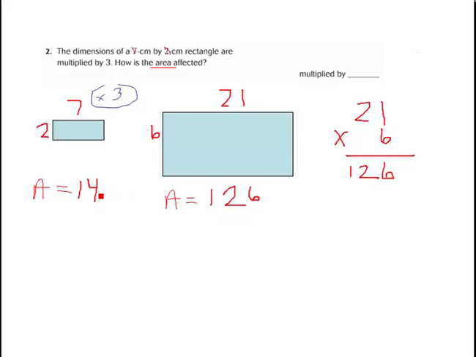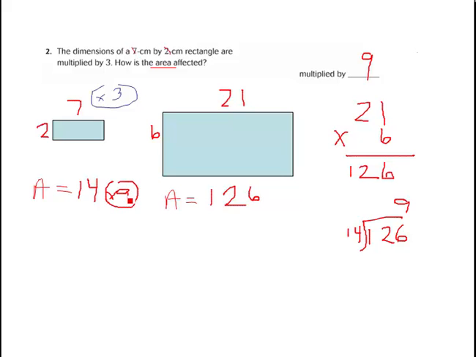Now they want to know, what do I have to do to the 14 to get 126? To figure that out, you'd have to do 126 divided by 14, and you would end up getting 9 for that. So you're multiplying it by 9. 14 times 9 is 126.